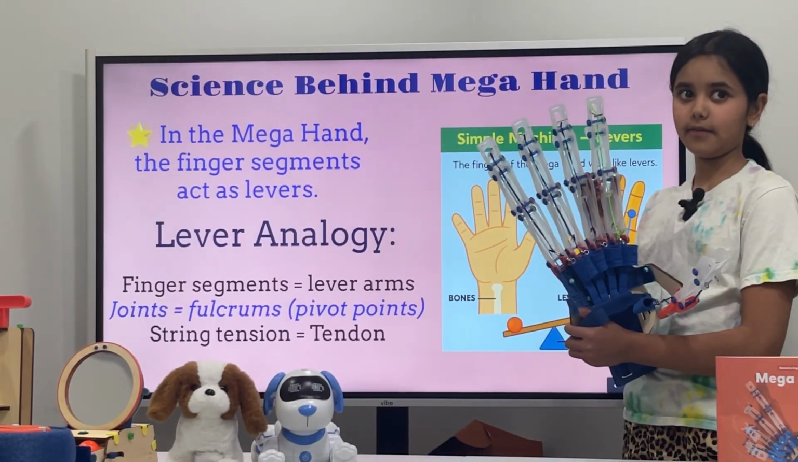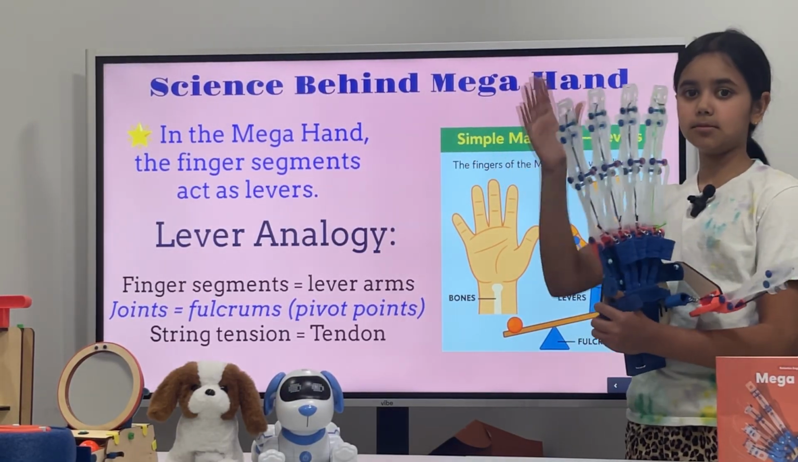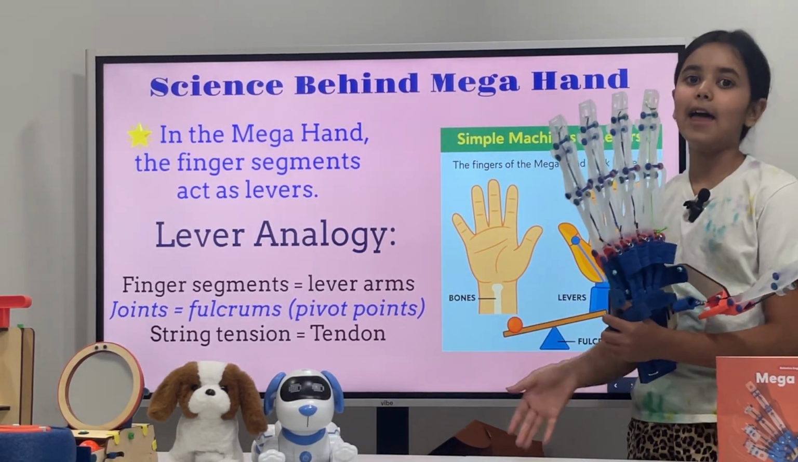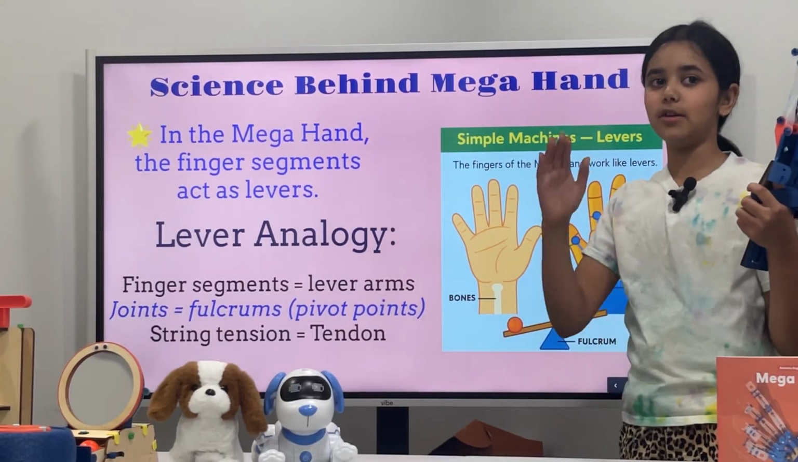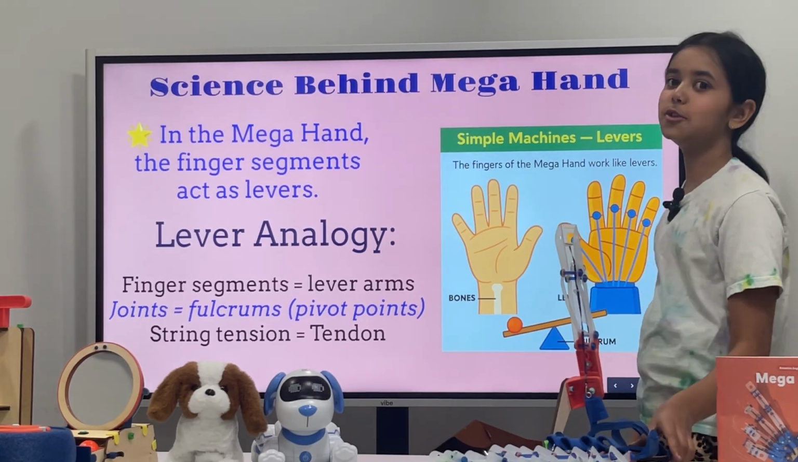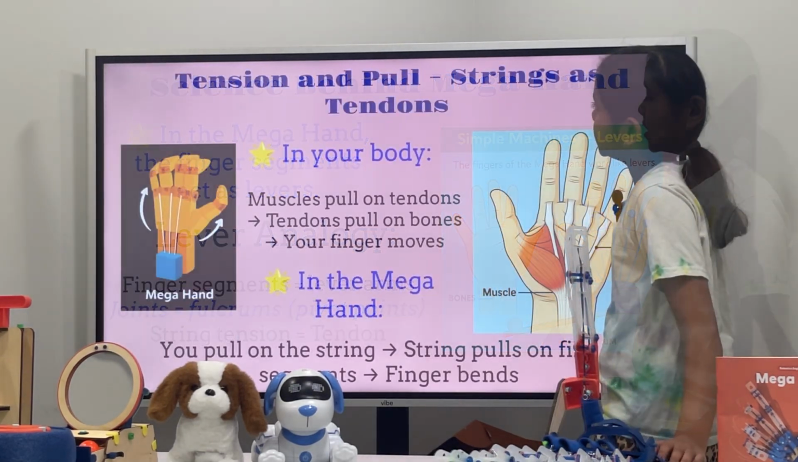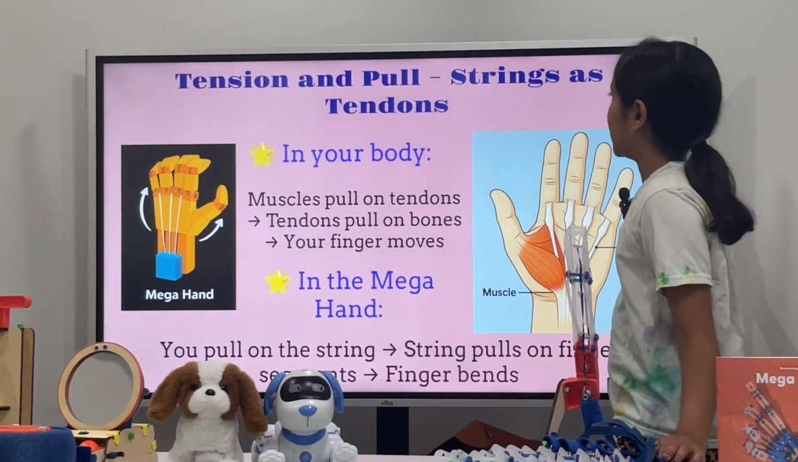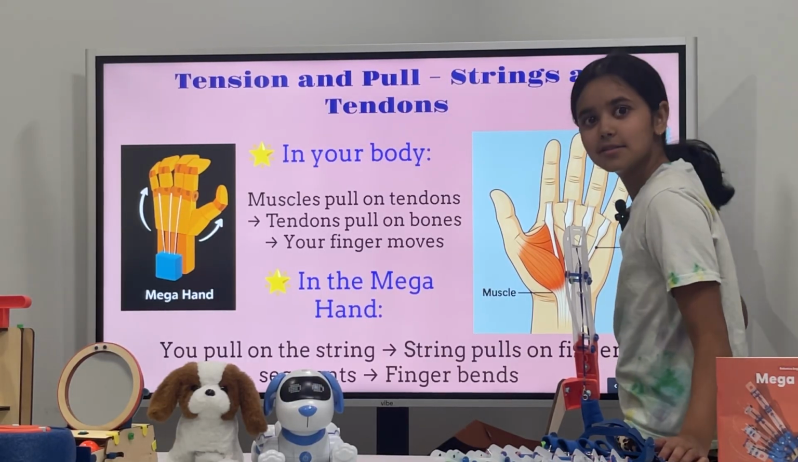Tendons. It's like when you cut something and you see those white things, and they're hard to cut. Never mind, it's too complicated to say. Next: tension and pull. Strings as tendons.